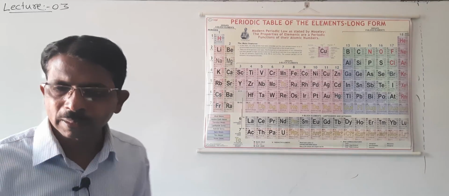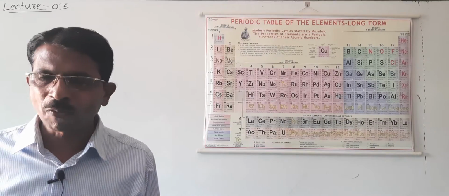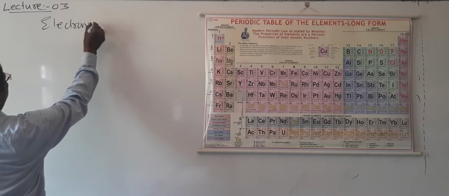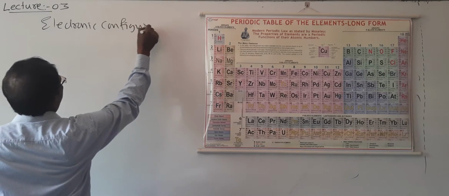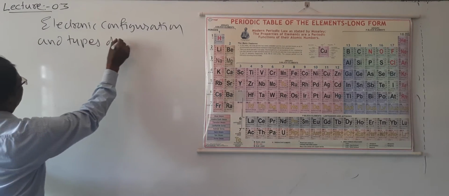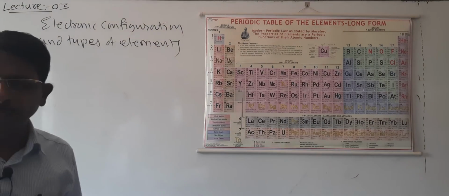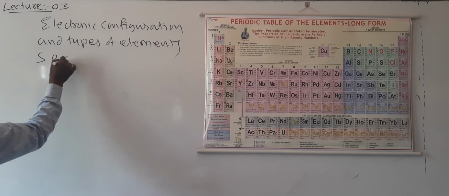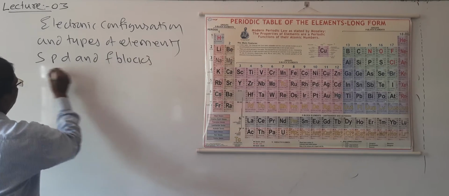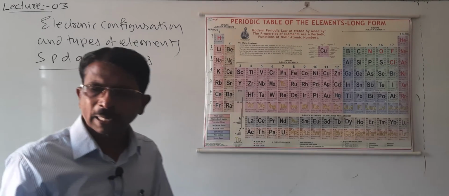So, today we will discuss the electronic configuration and types of elements in S, P, D and F orbitals. Electronic configuration and types of elements, S, P, D and F block. So here, students, look here.